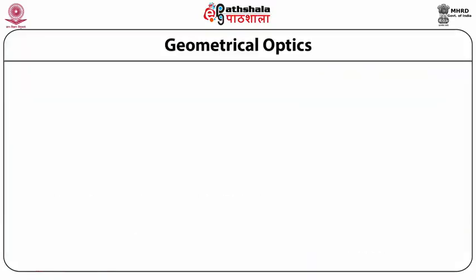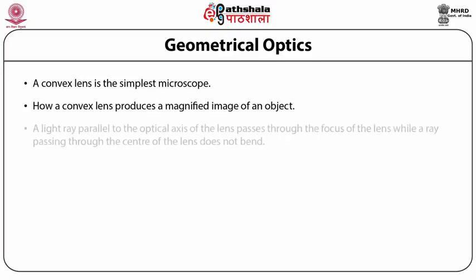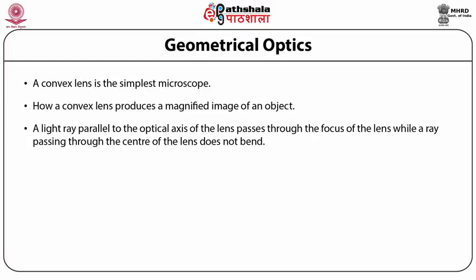Students, now let us see the geometrical optics. A convex lens is the simplest microscope. Figure 3 shows how a convex lens produces a magnified image of an object. A light ray parallel to the optical axis of the lens passes through the focus of the lens, while a ray passing through the center of the lens does not bend at all. Figure 3 represents the magnification of an object by a convex lens.